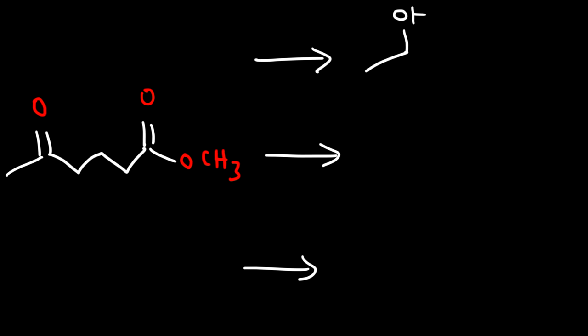So let's say we have a molecule that looks like this. This molecule has a ketone functional group and an ester functional group. What reagents do we need in order to synthesize these three products? Let's say we want to reduce the ketone, but not the ester. How can we do so?